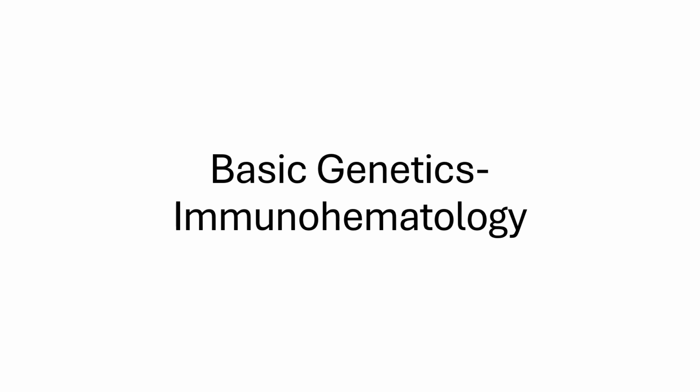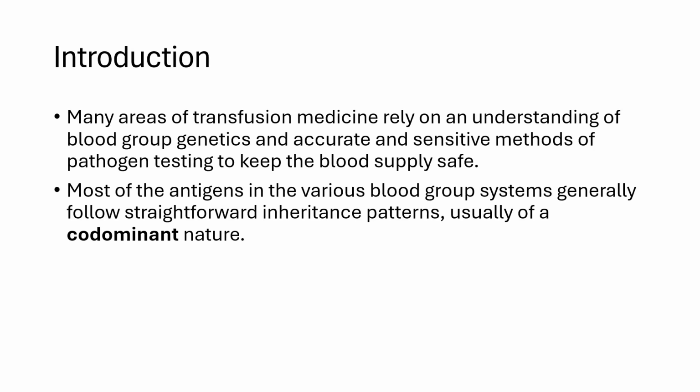Basic genetics and immunohematology. A lot of areas in a blood bank are going to rely on an understanding of our blood group genetics and accurate and sensitive methods of pathogen testing, and that's to help keep our blood supply safe for our patients. Most of the antigens in the blood group systems will usually follow a straightforward inheritance pattern, usually of the codominant nature.